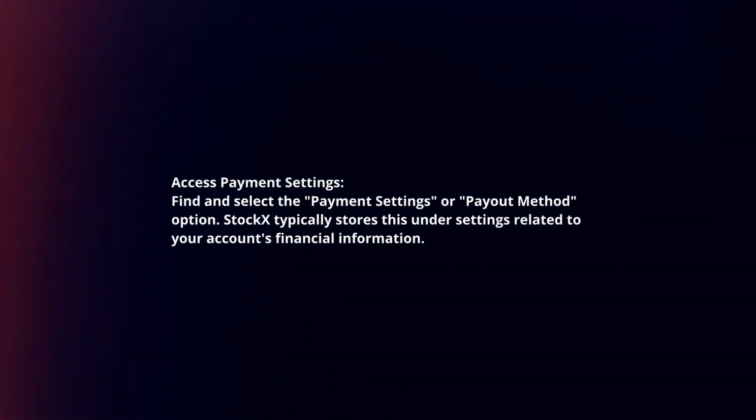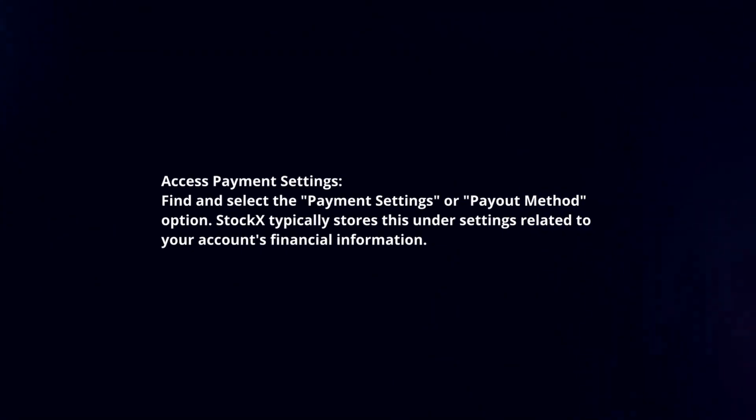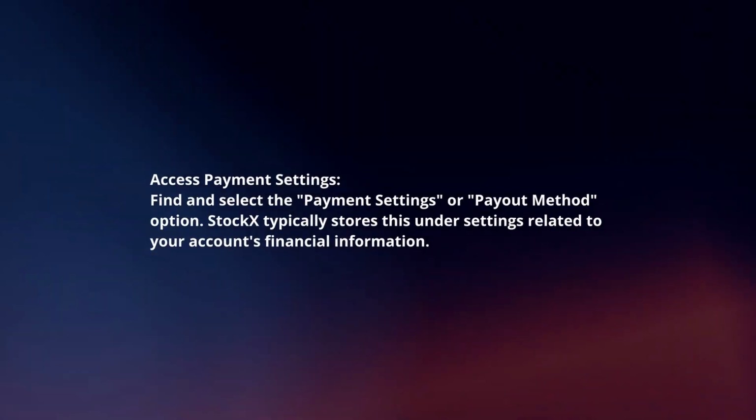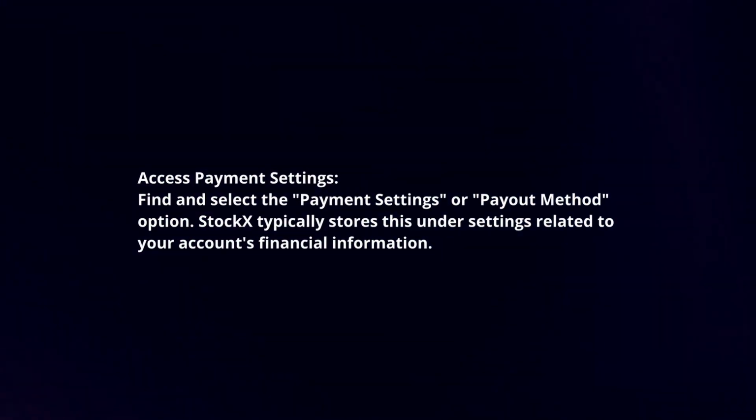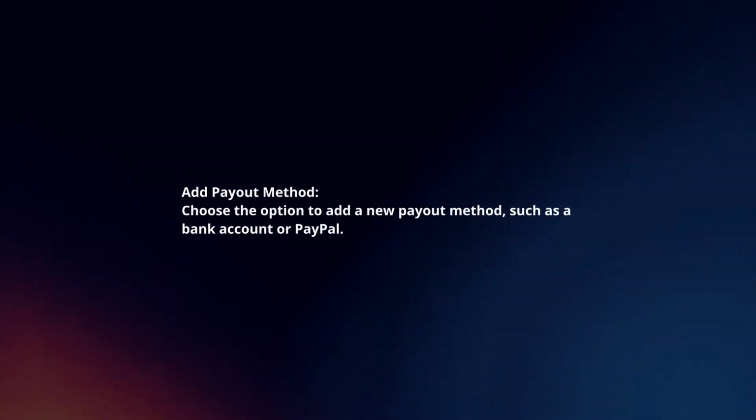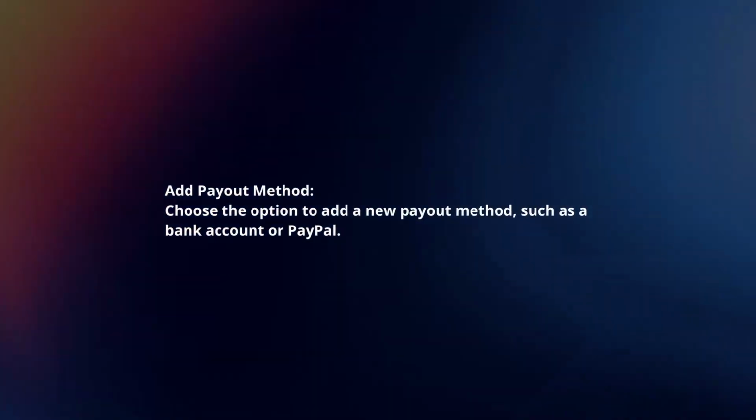Access payment settings. Find and select the payment settings or payout method option. StockX typically stores this under settings related to your account's financial information. Add payout method. Choose the option to add a new payout method such as a bank account or PayPal.